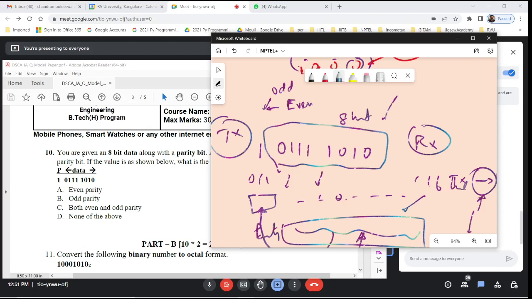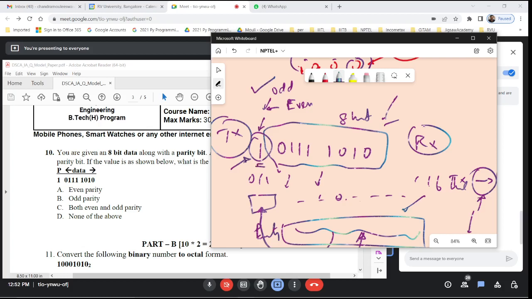Now I am saying that the data is received properly. That means no errors either in the parity bit or in the data portion. All the data which has been sent is received as it was sent. In that case, you can rely on the parity that was shown. Now, how is the parity found out? If you are following odd parity, the number of ones in the data is counted, and then the value of the parity bit is chosen such that the total number of ones including the parity bit is odd.